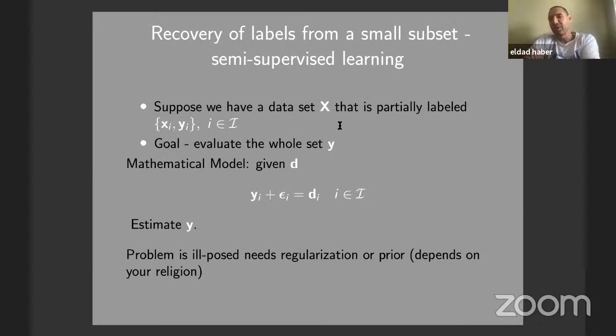So let's review what we do in active learning and how active learning and semi-supervised learning and all these things are connected. The first problem, as I said, is that I want to label all the data given a subset of the data. So I have a data set X and it is partially labeled. I have this set of indices that are labeled, and I want to evaluate the labels over the whole set.